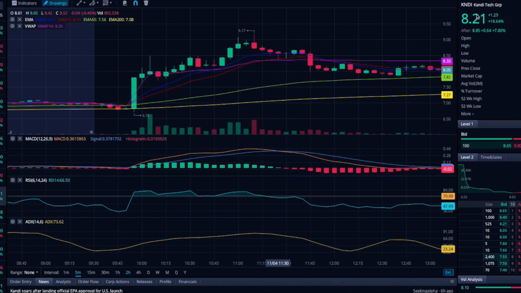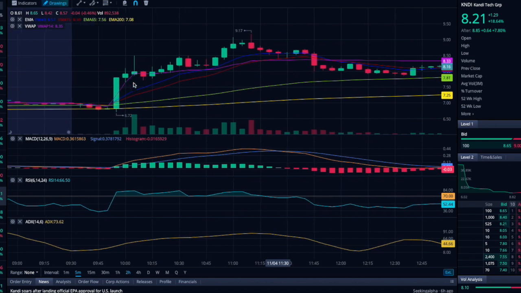Let's talk about KNDI this morning. We know that it got halted up with this big green bar, and there was no way that any of us can actually get in. But for the majority of us, I think we all kind of just got in around this area because it was actually flowing above VWAP.